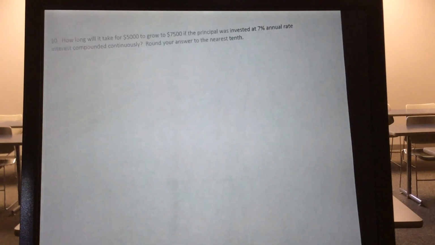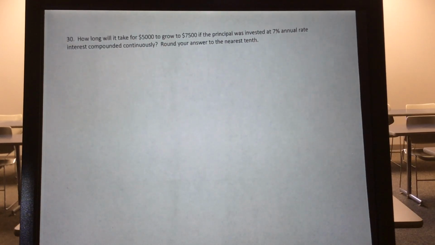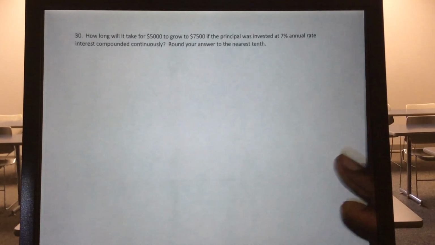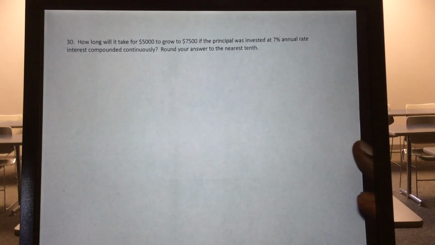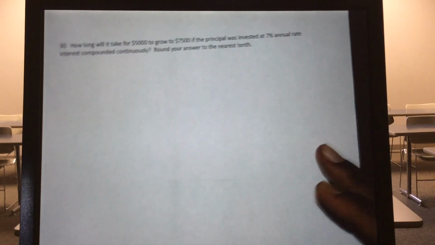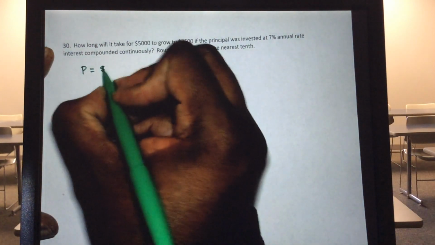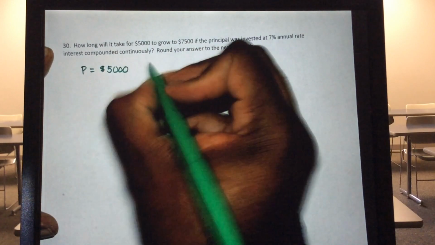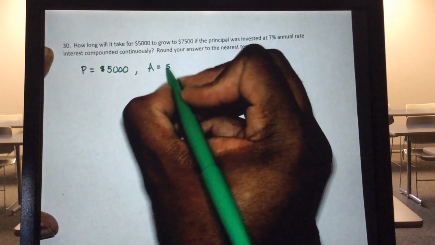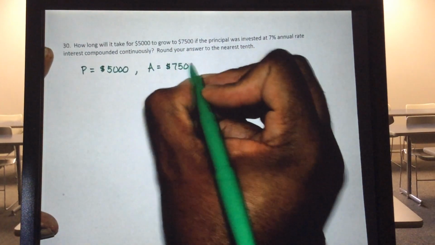And finally, problem number 30. How long will it take for $5,000 to grow to $7,500 if the principal was invested at 7% interest compounded continuously? You're going to round your answer to the nearest tenth. So here we're looking at a principal of $5,000. We want it to be at $7,500. That's what A is going to be equal to.